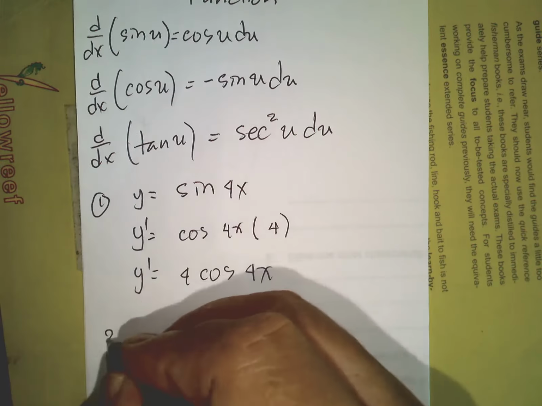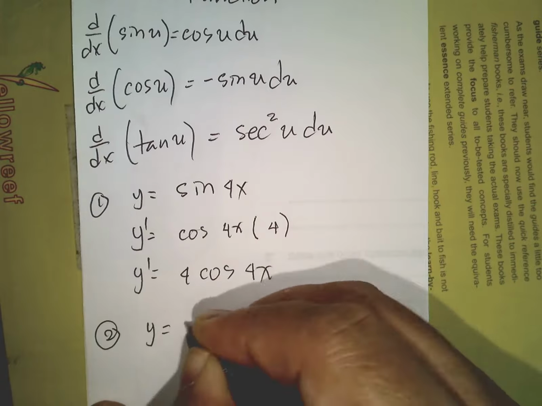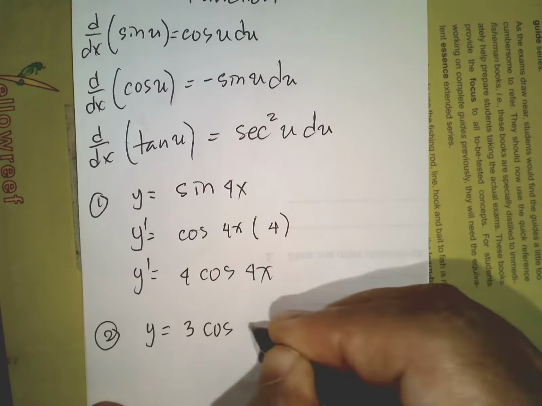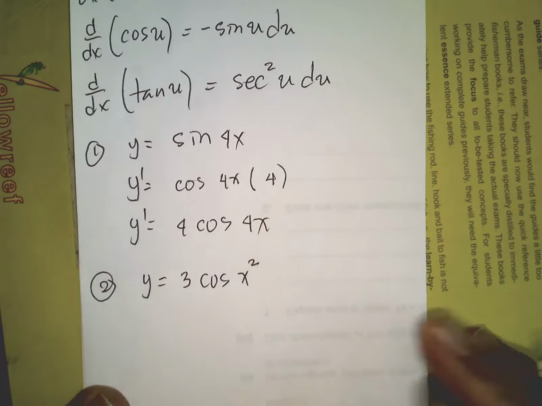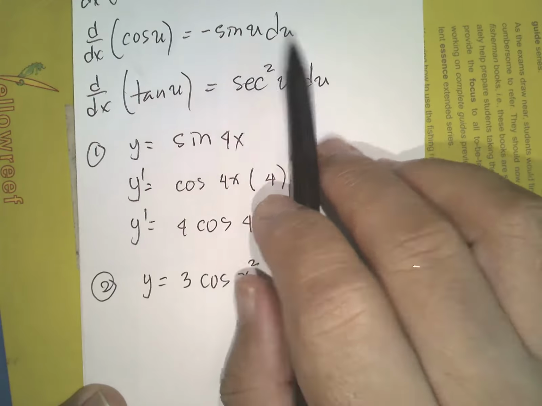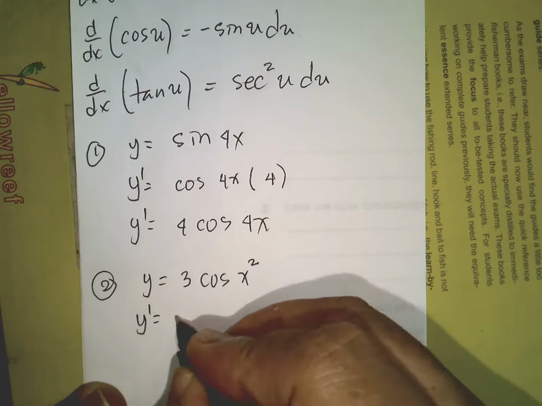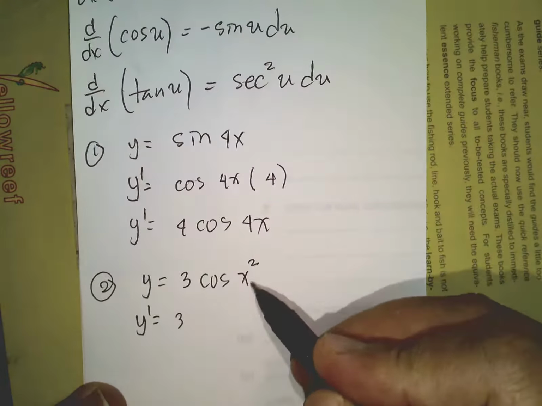Let's try to have a second example. Suppose I have here my y is equal to 3 cosine of x squared. So that is my question. According to the formula, the derivative is negative sine u du. So therefore I have now my y prime is equal to 3. Here my u is that x squared.